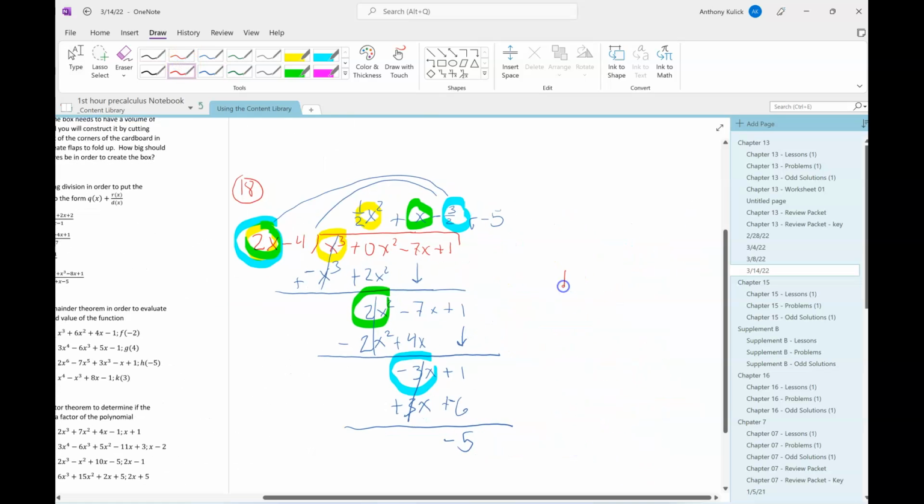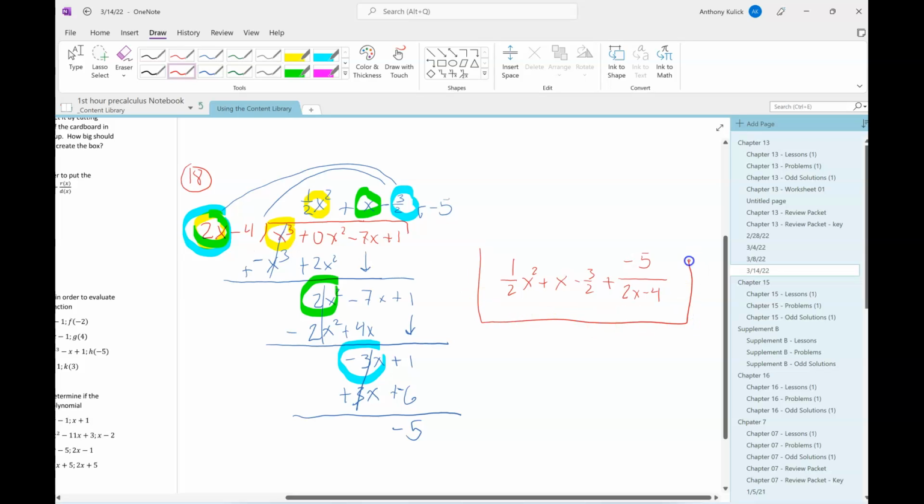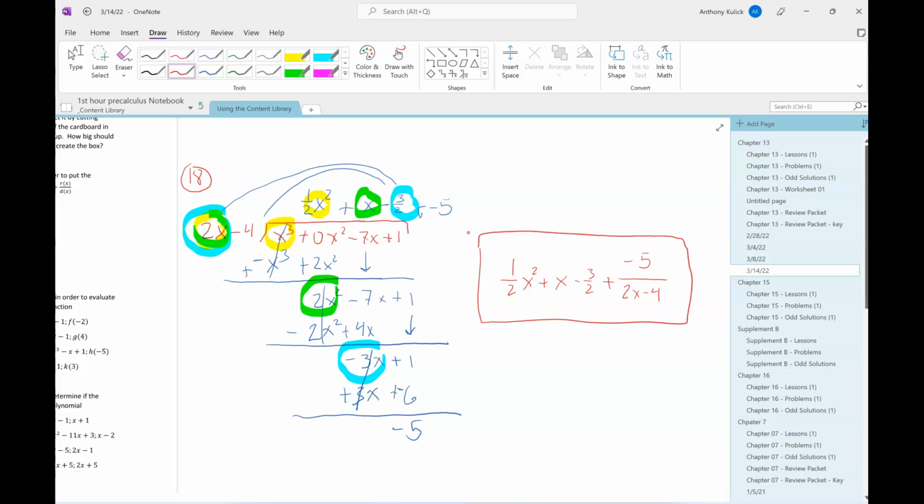So the way we'd write our final answer would be 1/2 x squared plus x minus 3/2. That's my quotient, plus my remainder, which is -5, over my divisor, which is 2x minus 4. So that's the form for our final answer.